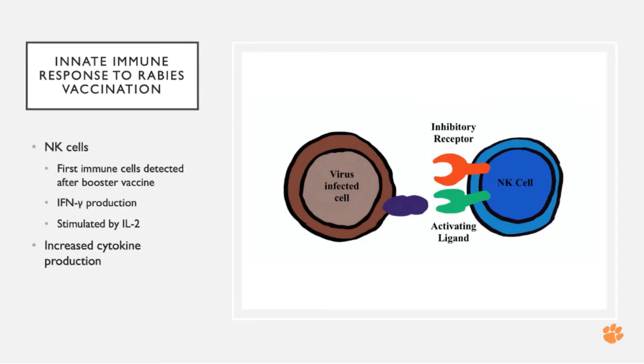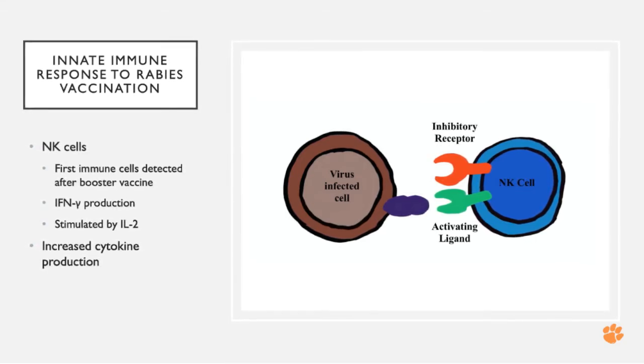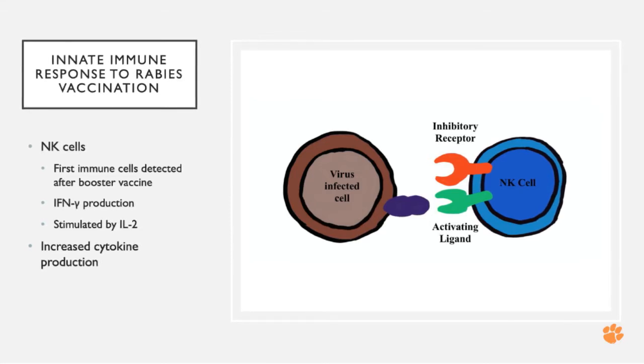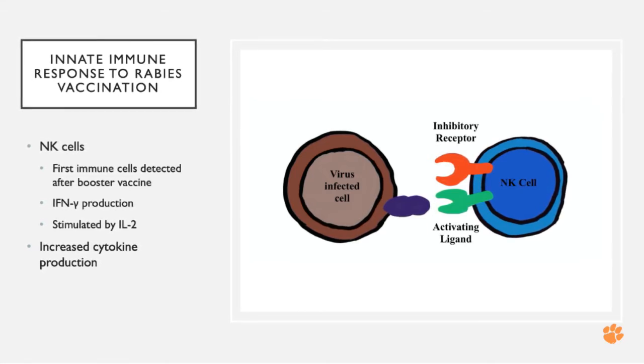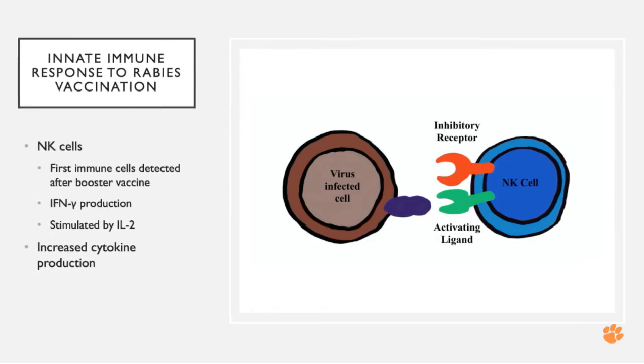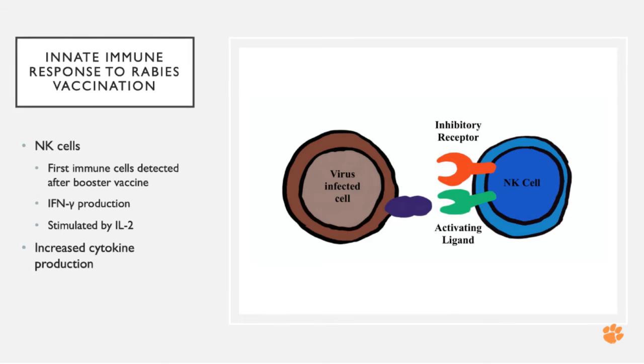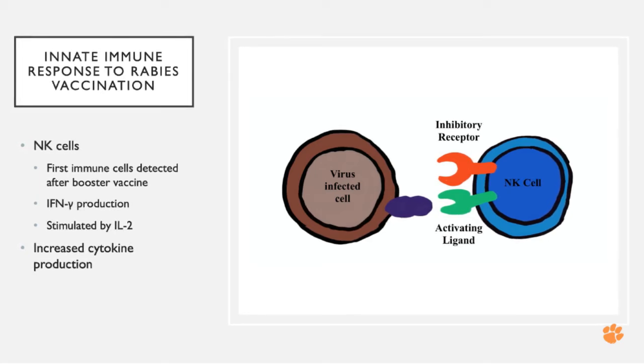Natural killer cells are the first cells detected after booster vaccination. They are responsible for early interferon gamma production after stimulation by IL-2 produced by antigen-specific T cells. NK cells serve as primary perforin producers, following early cytotoxic responses. Also, cytokine responses increase with elevated rabies antigen exposure.